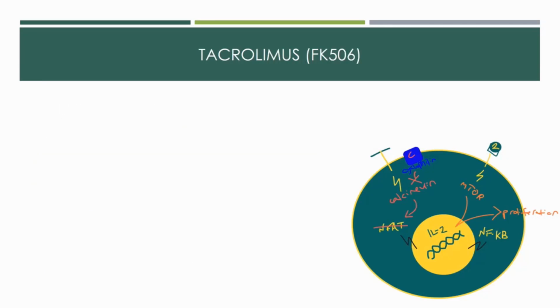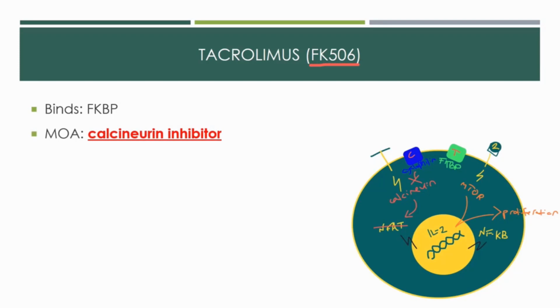Once we get cyclosporine down, Tacrolimus is pretty easy. We'll just focus on the differences. The first difference is that it binds FK506 binding protein, not cyclophilin. This would be pretty easy to remember if you can recall that the other name for Tacrolimus is FK506. The mechanism of action is the same, and Tacrolimus also inhibits calcineurin.